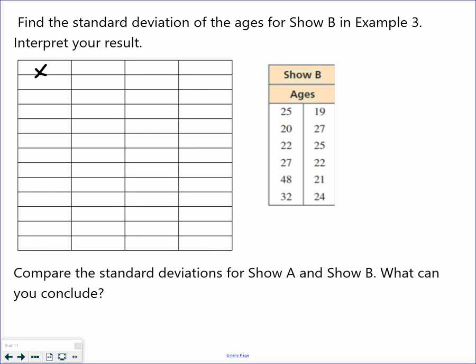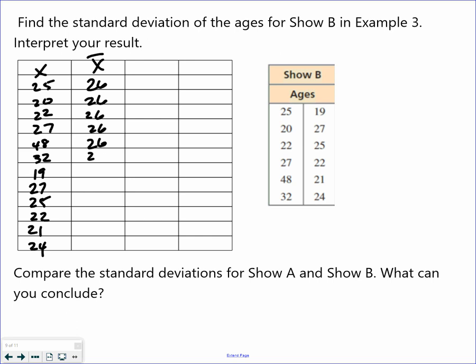But the first column is going to be writing down all the numbers in the data set. So take all the numbers in the data set and write them into the first column. Second, you're going to find the average. Now, I went ahead and found the average. It's 26. So again, you're going to have to add up all the numbers and then divide by how many numbers there are. So I added them all up and divided by 12.